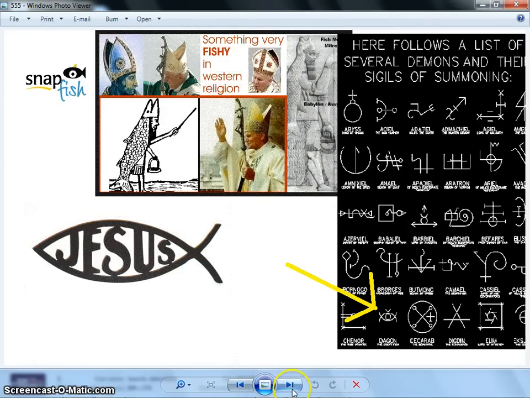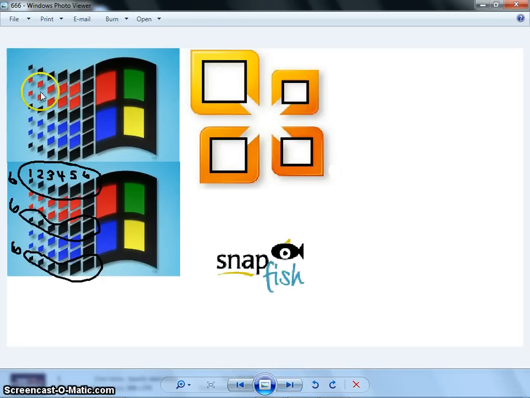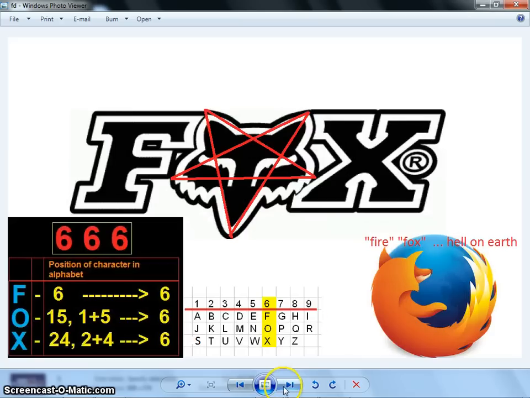They've never been yours. This is the original Windows logo. Of course, you have the original 666 configuration of the Windows logo. You have Office, Microsoft Office, which is the Fibonacci code right here, or the Fibonacci spiral. This plus this equals this. This plus this equals this. Very easy to see that.